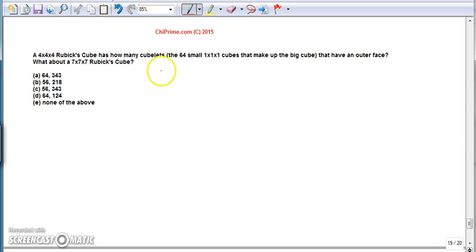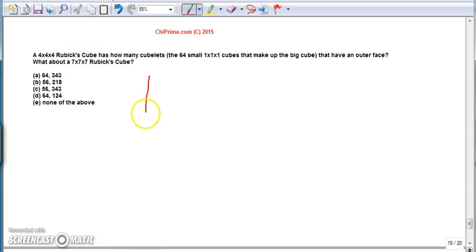As usual, I'll give you a second to read the question and pause the video if you'd like to solve the problem yourself, and then we shall proceed to solve it together. Alright, so let's begin. Here we're given a 4 by 4 by 4 Rubik's Cube, and we're asked how many cubelets, that's small cubes making up the cube, have an outer face. And then we're asked to solve the same problem for a 7 by 7 by 7 Rubik's Cube.